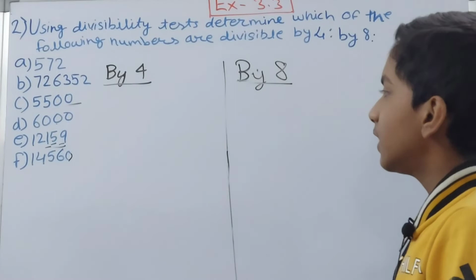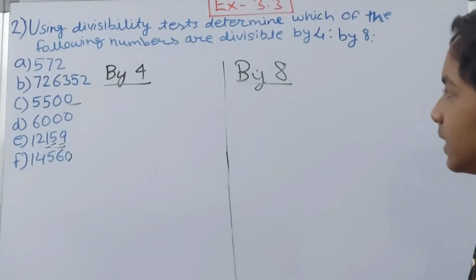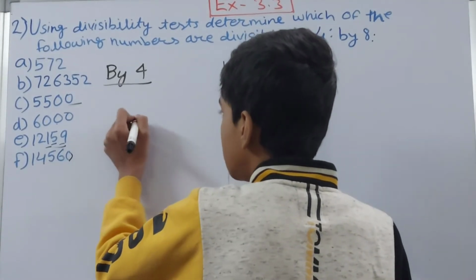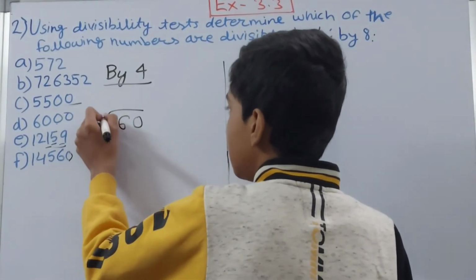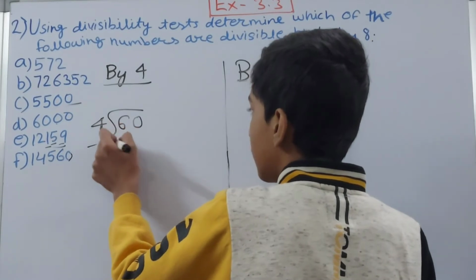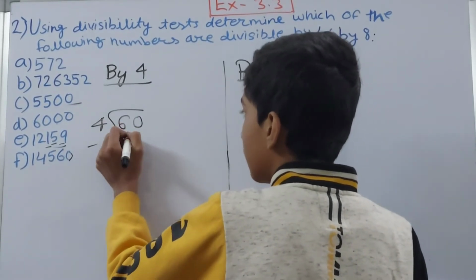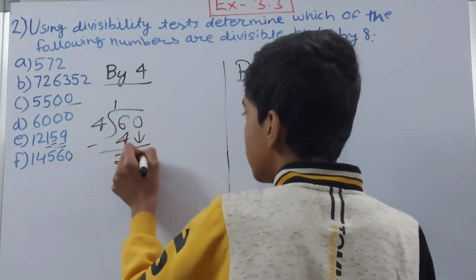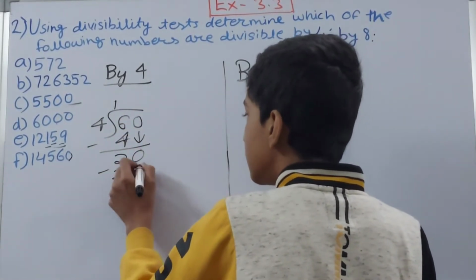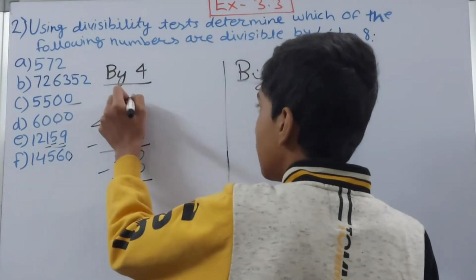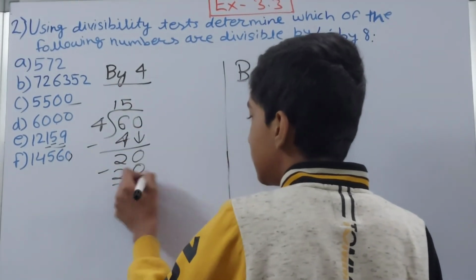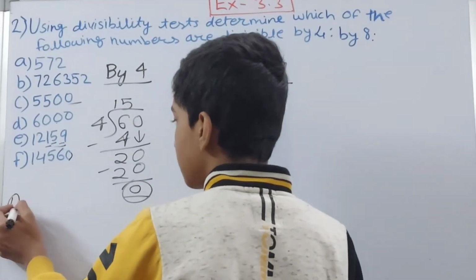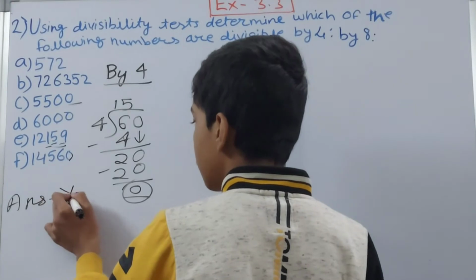Next number, here we have 14,560. Now we will see how we can divide this by 4. So take the last 2 digits, 60, divided by 4, so minus 4 1 time, so we are left with 2 and this 0 will come down. So minus 20, 20 goes 5 times. So you can see it is having 0 in the remainder. So that means this number is divisible by 4. So we will write a yes.